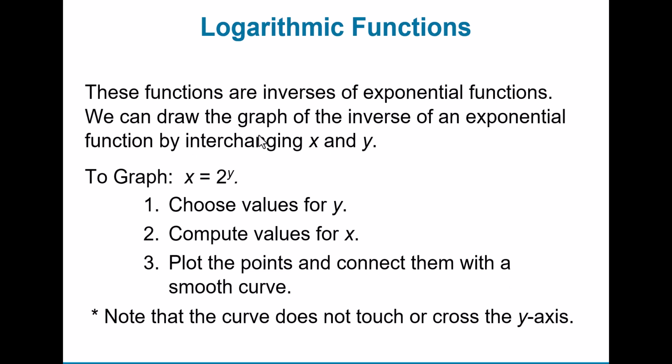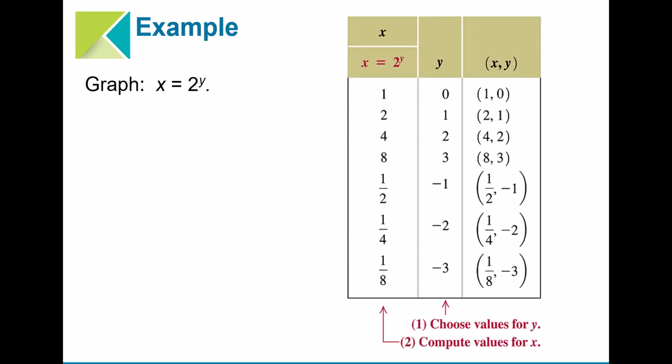So logarithm functions are inverses. Aha! We just talked about inverses of exponential functions. So it's pretty easy to draw the graph of the inverse of an exponential function by interchanging x and y. If I want to graph x equals 2 to the y, we can choose values for y and then compute the value of x. I choose values for the exponent, and then I solve for x, and I have all these points that I can plot.